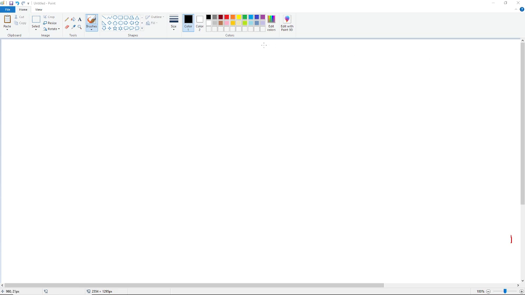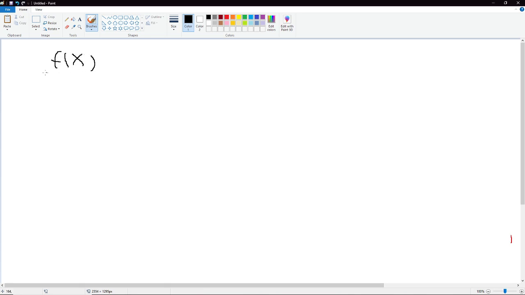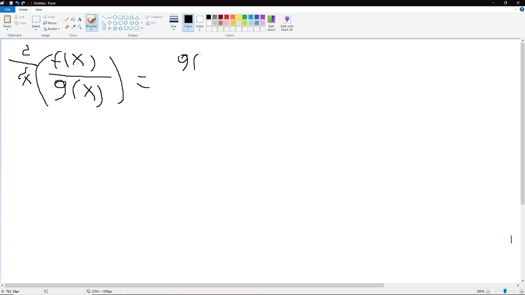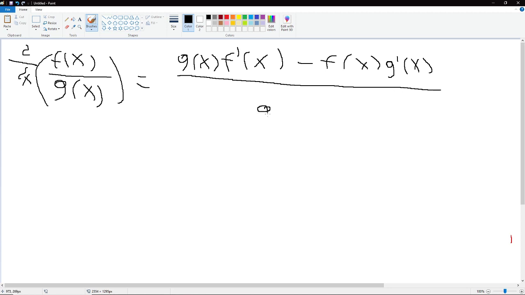So now I want to go over the quotient rule. Say we have some function which is f of x over g of x. The way that we're going to get the derivative of this, say we take the d dx of this, the derivative is going to be g of x times f prime of x minus f of x times g prime of x, all over g squared of x.